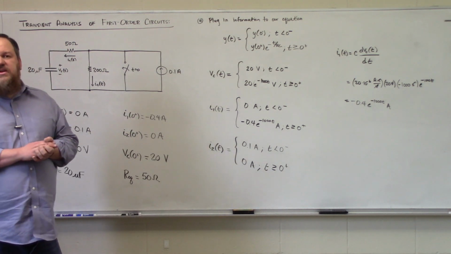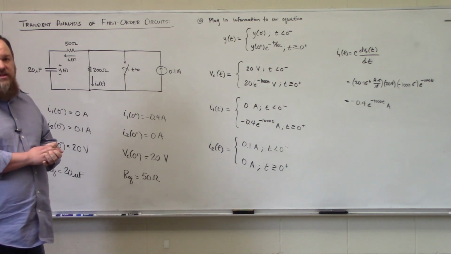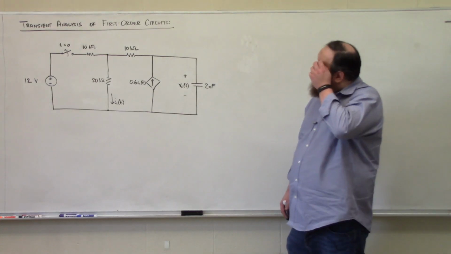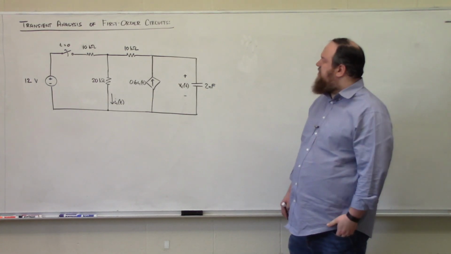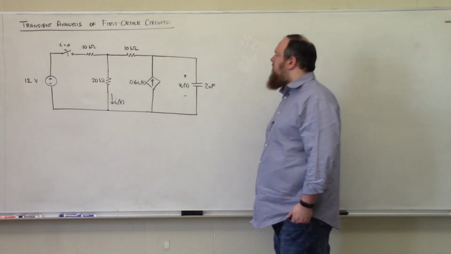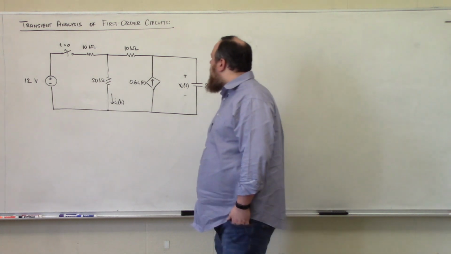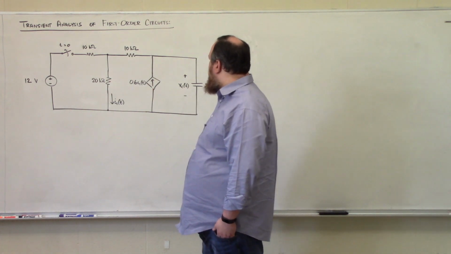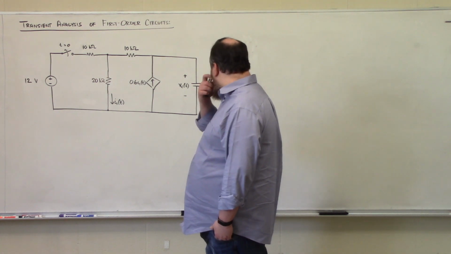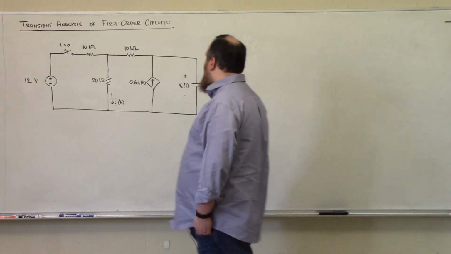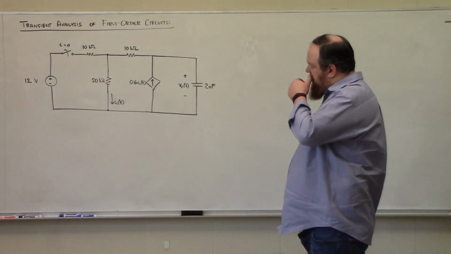Our next example that we're going to work is going to step up the difficulty level a little bit by introducing a dependent source. This is our new circuit that we're going to be analyzing, and as you can see, the level of difficulty, or complexity at least, has definitely stepped up quite a bit. We have a current-controlled current source that we are going to have to deal with, and our goals are to determine the capacitor voltage Vc of t as well as this resistor current I1 of t.